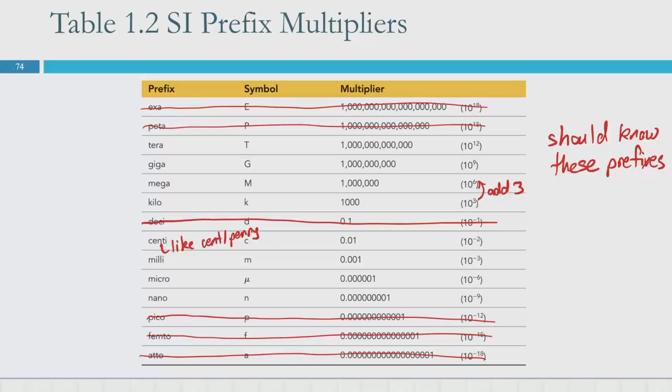That's the way that I learned them initially. Add 3 to the exponent. And the same for the opposite side. Subtract 3 from the exponent. Just in the opposite direction. So milli, micro, nano.